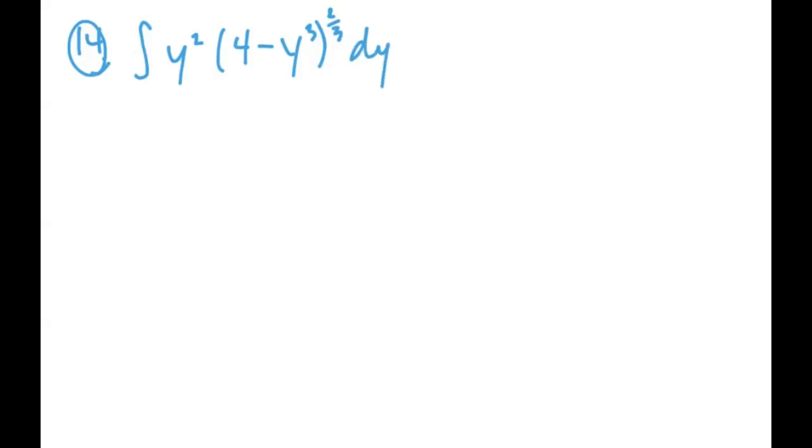Okay, let's look at number 14. It says the integration of y squared times 4 minus y to the third to the 2/3 power with respect to y, dy. Take a minute, decide what u and du are, set it up, solve it, and then come back. Pause.